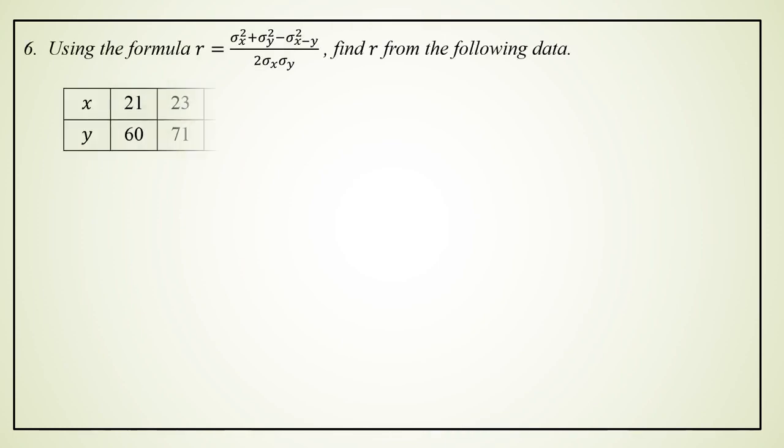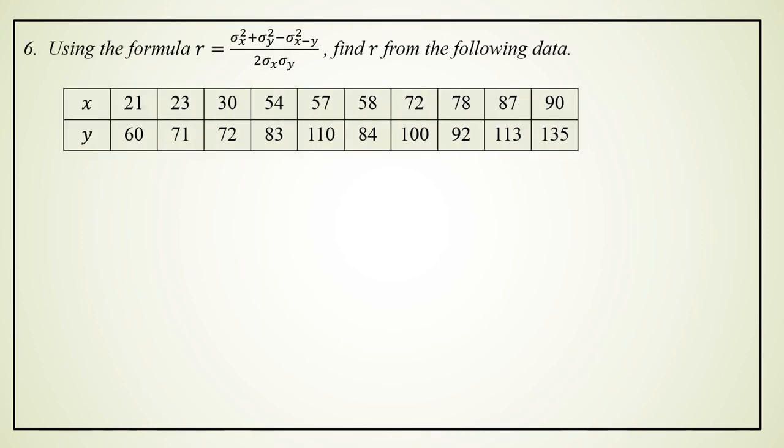Next problem. Using the formula R is equal to (sigma x square plus sigma y square minus sigma x minus y whole square) divided by 2 sigma x sigma y, find R from the following data. So they are expecting you to find the coefficient of correlation using the given formula.